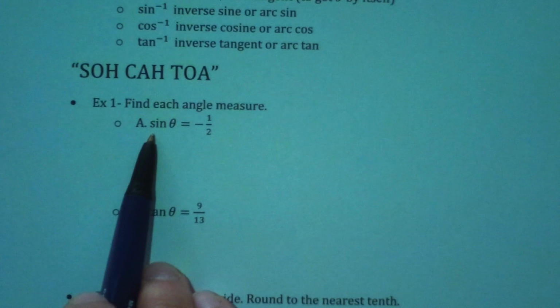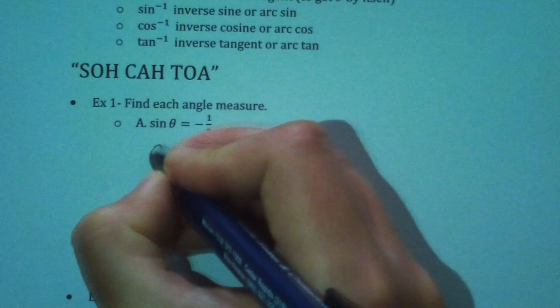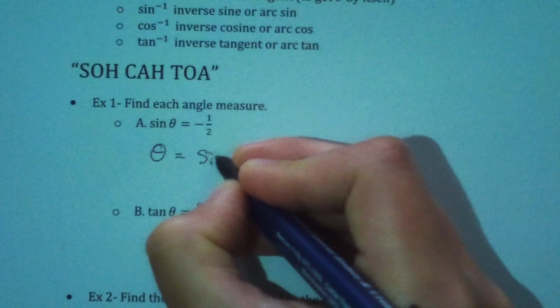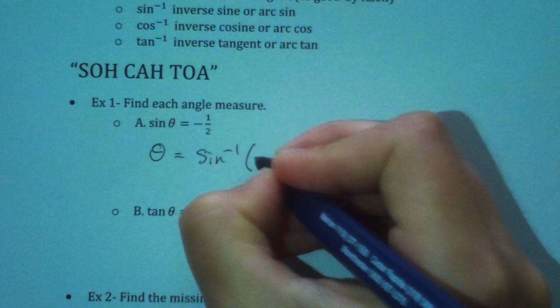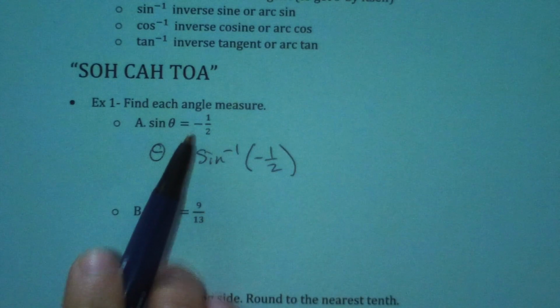So the sine goes away, and we're left with theta is equal to inverse sine, the sine with that little power of -1, of whatever this number is over here. If it's a fraction, just put that in the parentheses. If it's a decimal, just put that in the parentheses. And then you just use your calculator to do this.